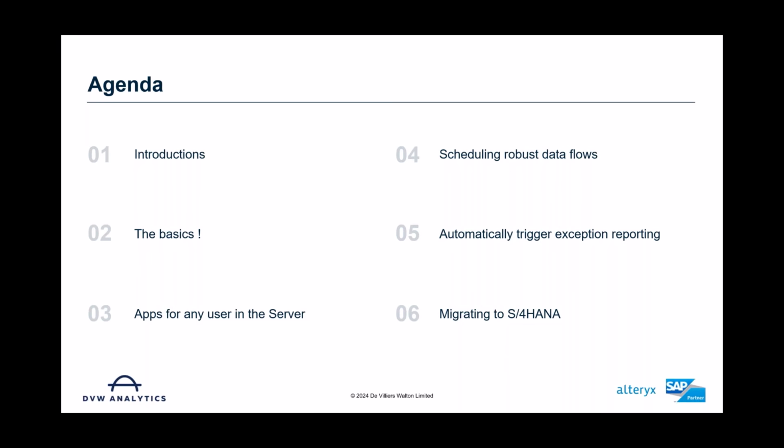Number 5 is looking at how we can do something just a bit different. Maybe trigger some exception reporting, do something that uses the power of Alteryx and the server to cause actions and automate some of your processes. And then finally, to look at the S/4HANA migration and how the server can help, not just moving to S/4HANA, that's coming in 2027, but also any other migrations that involve SAP systems.